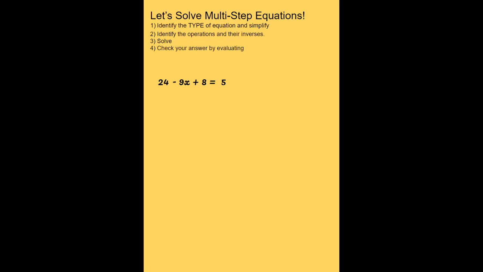Now let's look at this problem. The first thing you should notice is there are 3 terms on the left-hand side. This means this is a multi-step equation with like terms. So let's combine. But first, let's identify these terms. Starting from the left, 24, negative 9x, and positive 8. Now, because negative 9x is the only term with a variable, we're going to bring it down.